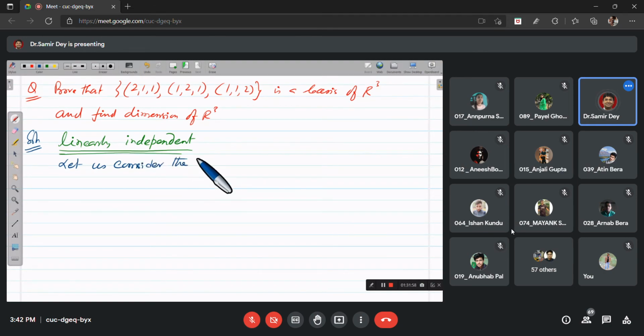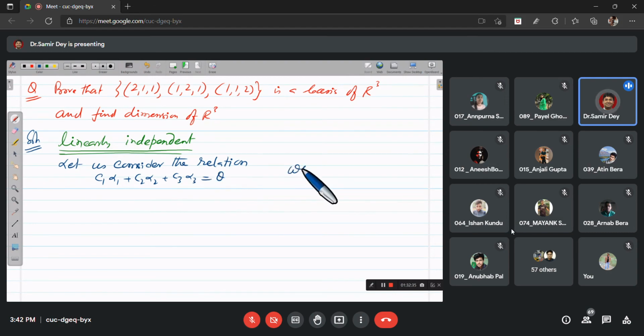Now let us consider the relation. Anyone can tell me the relation? I'm talking about which relation? C1 alpha 1 plus C2 alpha 2 plus C3 alpha 3 equals theta, sir. Very good. C1 alpha 1 plus C2 alpha 2 plus C3 alpha 3 is equal to theta.